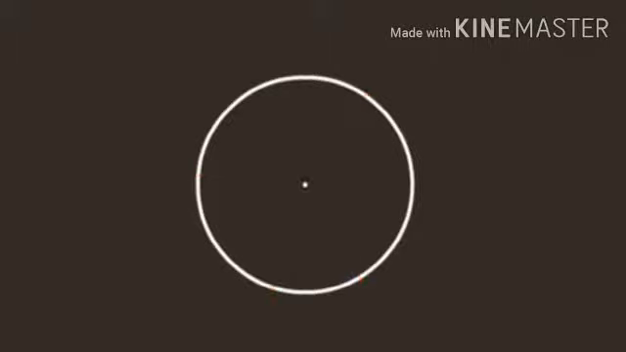Another word to remember is radius. The distance between the center of a circle and any point on it is called its radius.